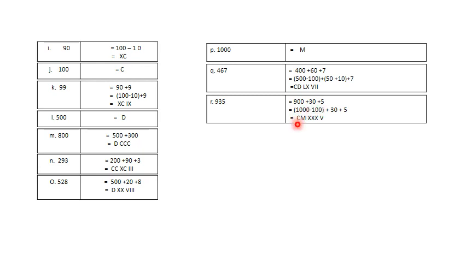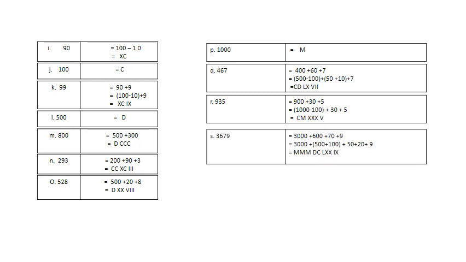100 we have written as C, and 1000 we have written afterward as M. So CM becomes 1000 minus 100, which is 900. 30 we have written as 10, 10, 10, 3 times, and V we have written for 5. So 935 can be written in Roman numeral as CM, which is 900, XXX, 30, and V means 5, 935.